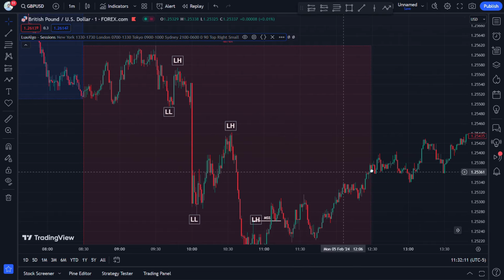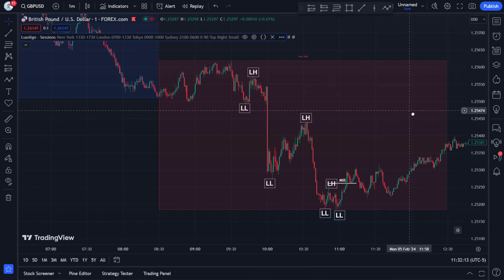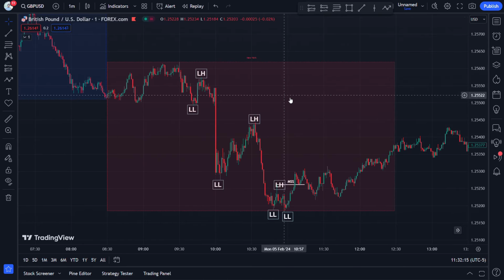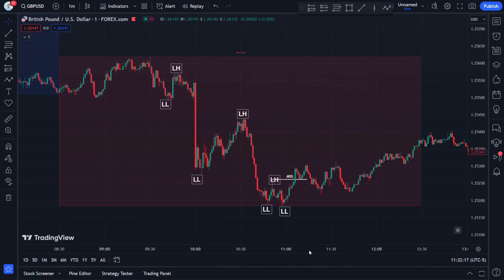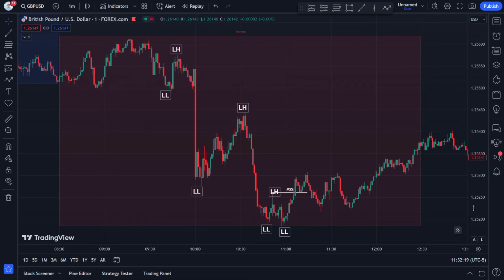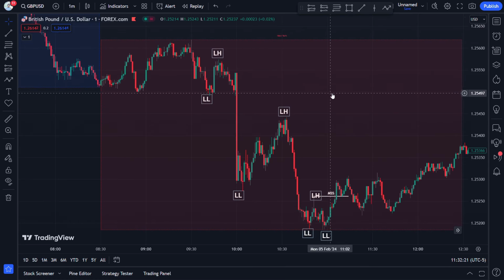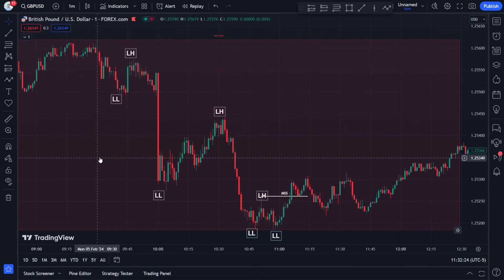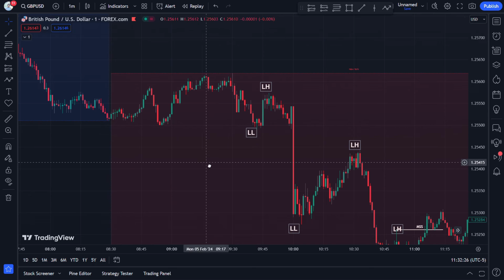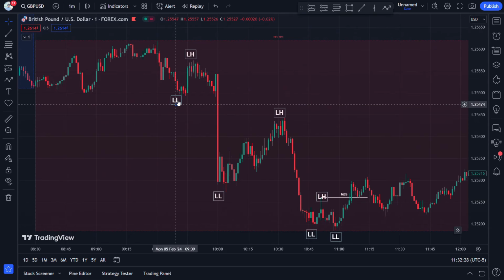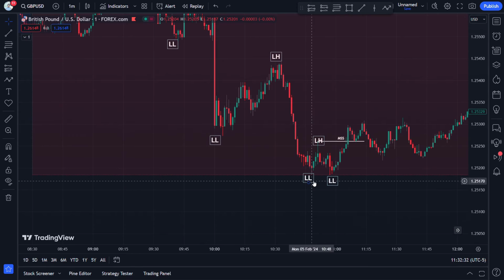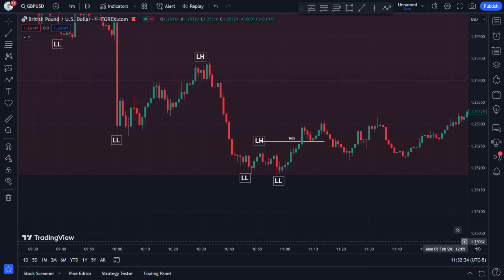This was the same example that I showed you in the previous video. So this was the market structure shift. After that, the price had taken the liquidity. Then we are going to be marking out our lower low, lower high, lower low, lower high, and then there is the lower low, and there is another lower high.